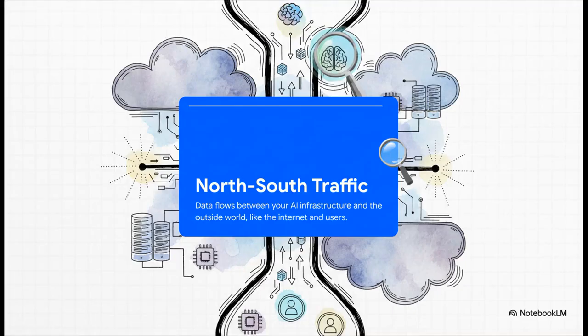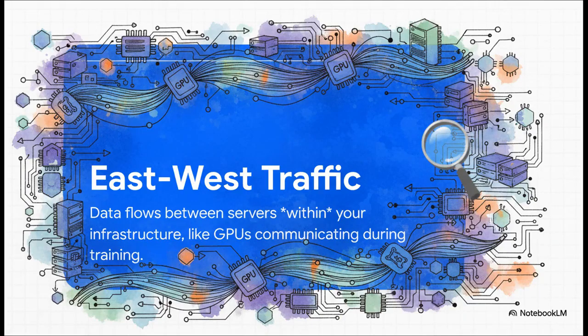All right, first up, north-south traffic. Just think of this as the main artery connecting your AI city to everything else. It's how you bring in those massive training data sets from the cloud. It's how your users send requests to your models, and it's how you shoot the results back out. It's all about talking to the outside world. And then you've got east-west traffic. Now, this is the internal communication. This is the lifeblood of the whole operation. It's that constant, super high-speed chatter happening between hundreds of servers and GPUs while they're all working together on these really complex training jobs. This is where the real intense, demanding work happens.